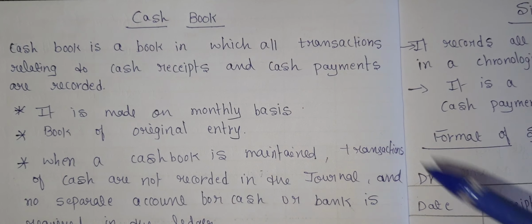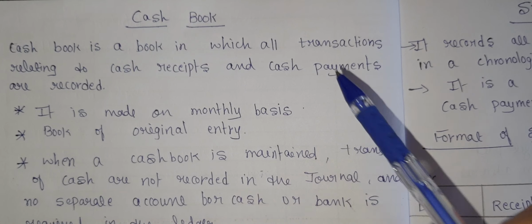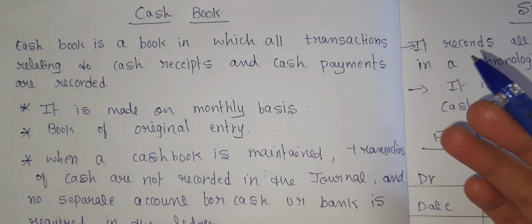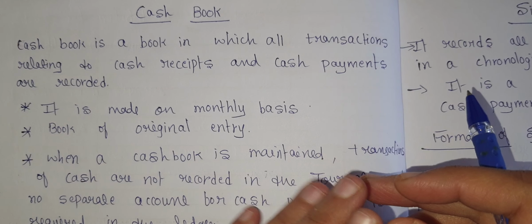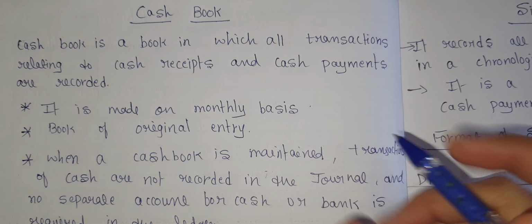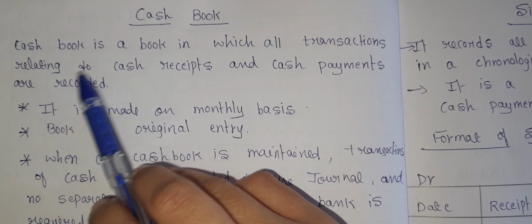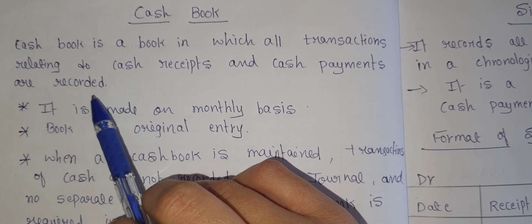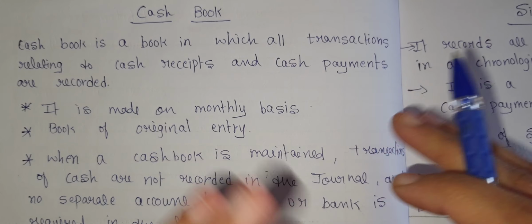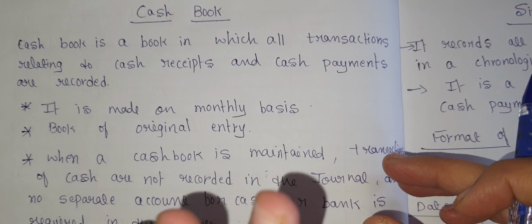Hello everyone. In this class, I am going to teach you about cash book. It is one of the most important tools for tracking cash transactions. So let's get started. Cash book is a book in which all transactions relating to cash receipts and cash payments are recorded. It is nothing but a summary of all cash receipts and cash payments.